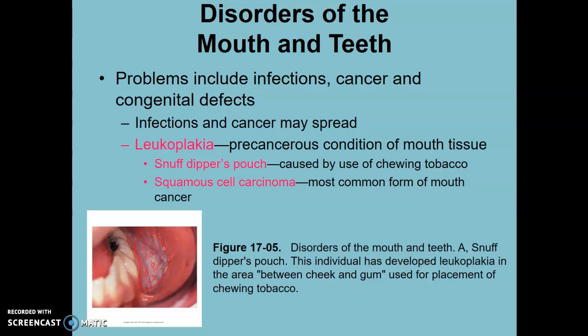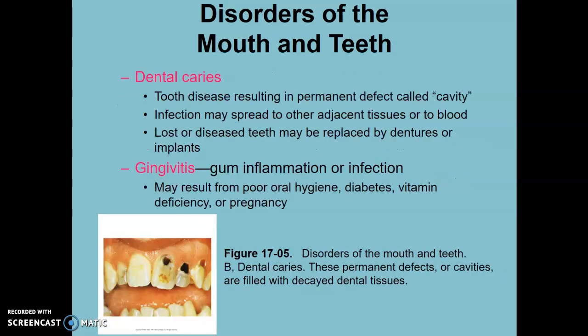There's also squamous cell carcinoma, and this is the most common type of mouth cancer. Basically, squamous cell carcinoma is just like skin cancer inside of the mouth. The leukoplakia, or chewing tobacco cancer of the mouth, can be fixed by cutting out the tissue, but how long that tissue's been affected and how long somebody's been chewing tobacco will really determine how much tissue needs to be removed.